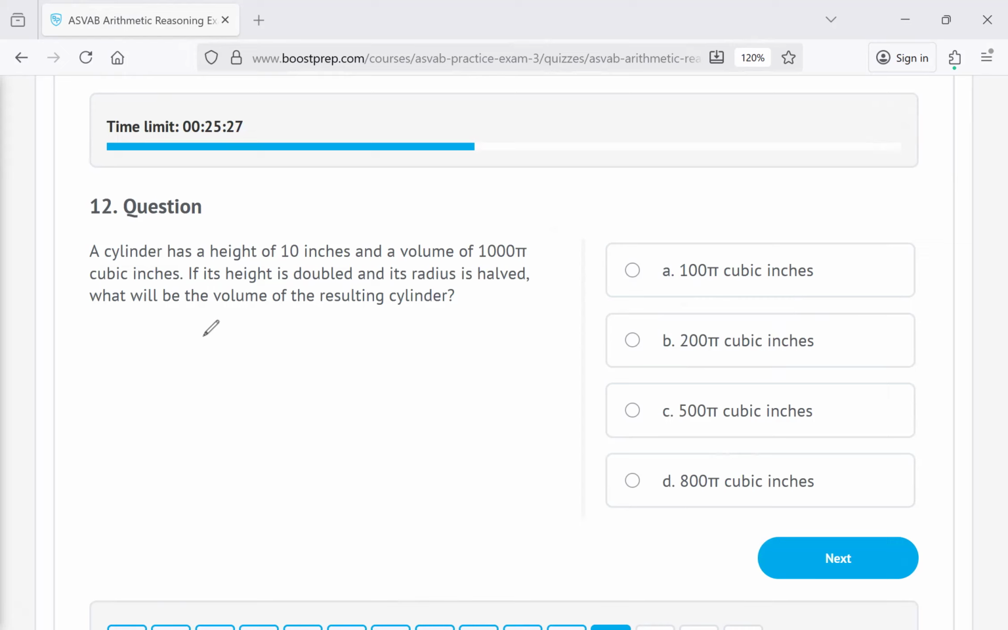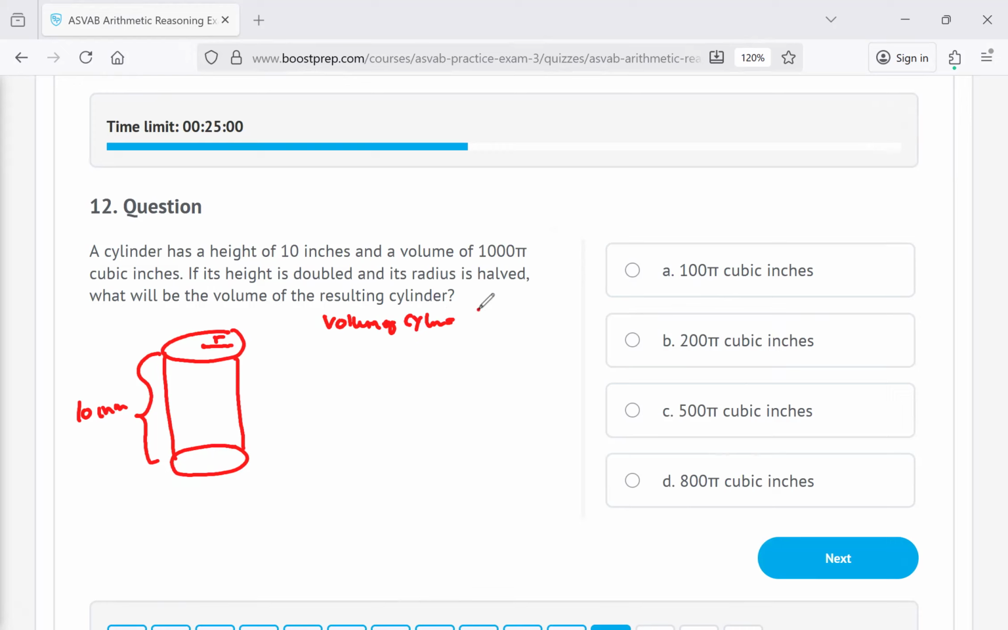So pretend you have this cylinder, right? You know what a cylinder looks like? It looks something like this. And this height is 10 inches. Do we know the radius? Not quite. But we could find it because they give us a volume. So what is the volume of a cylinder? It is pi r squared times h. If you need to put this in your notes, go ahead. The volume of a cylinder is pi times r squared times h.